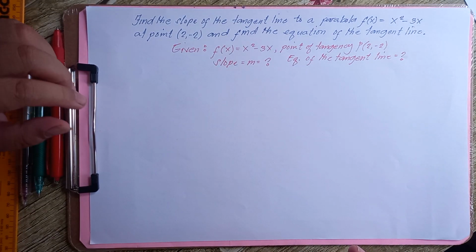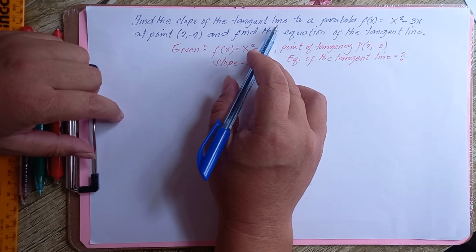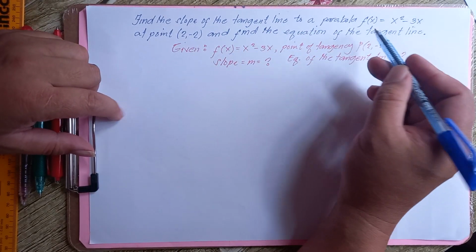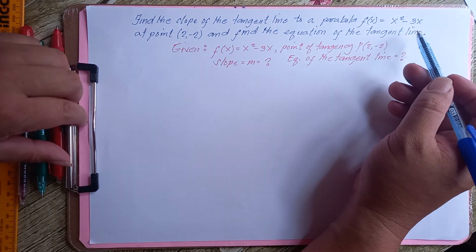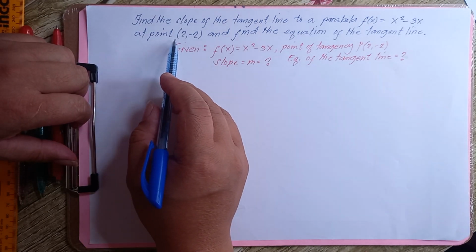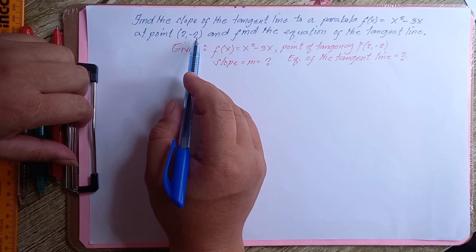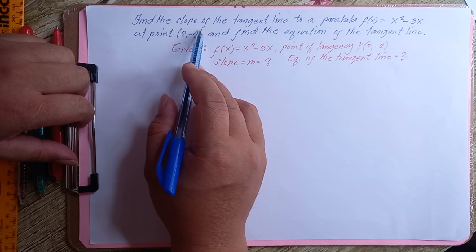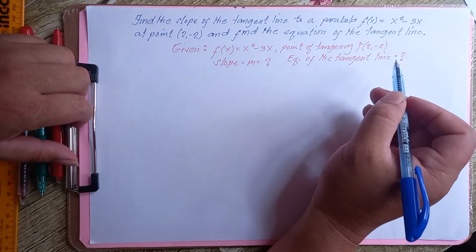Our focus is, of course, to find the slope of the tangent line to a parabola f of x is equal to x raised to 2 minus 3x, at a given point, that is the point of tangency, (2, -2). And after finding the slope of the tangent line, we will be finding the equation of the tangent line.